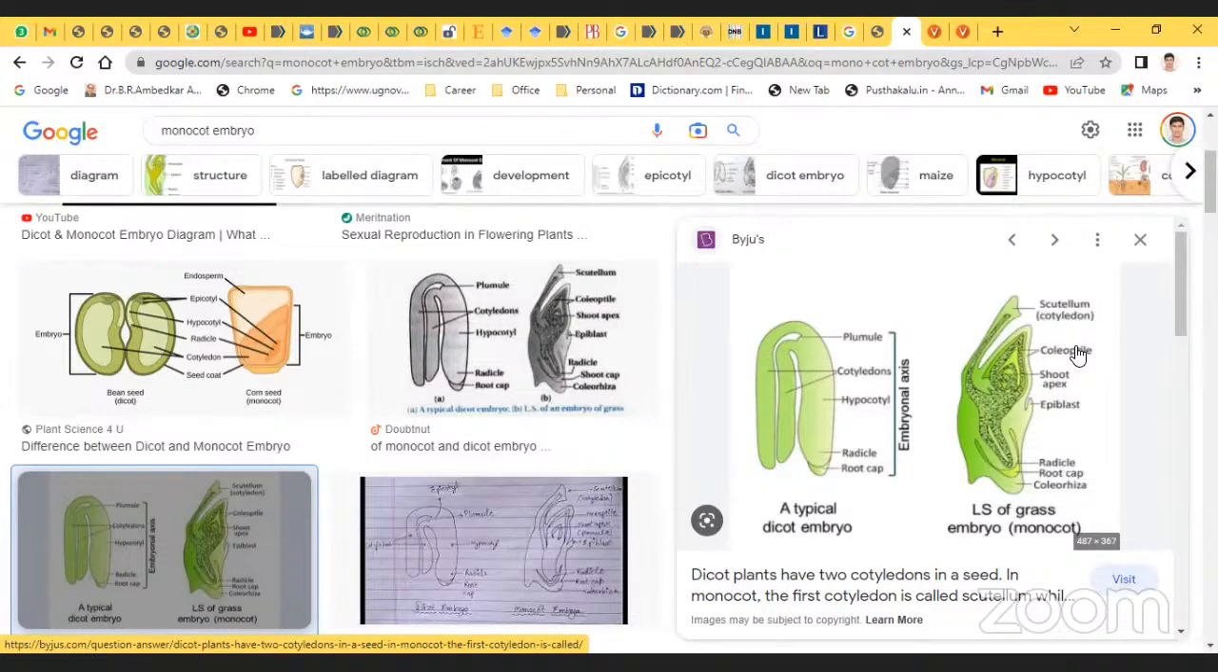Permanent slide is already there. Yes, please mute. What are you talking?